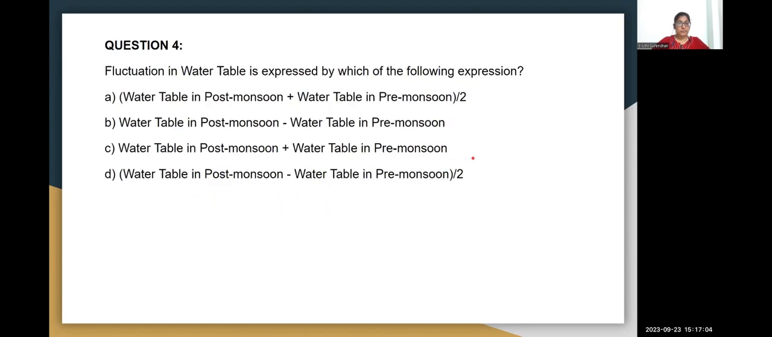Moving on, fluctuation in the water table is expressed by which of the following expressions? How will the fluctuation in the water table be expressed? Is it by finding the average of the water table in the post-monsoon and pre-monsoon seasons, or seeing the difference of water level between the two seasons, or adding the water levels of both the seasons, or again finding the difference and then dividing it by two?